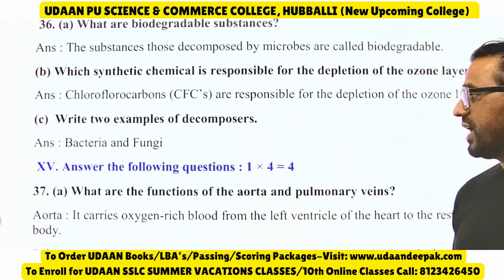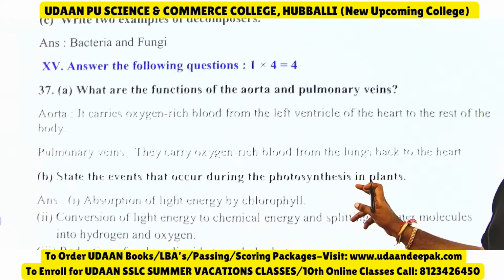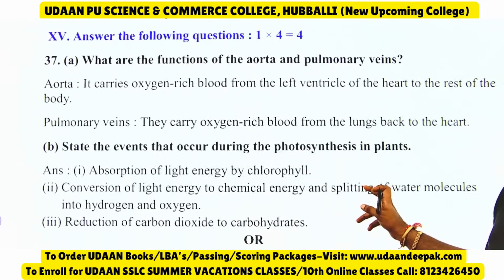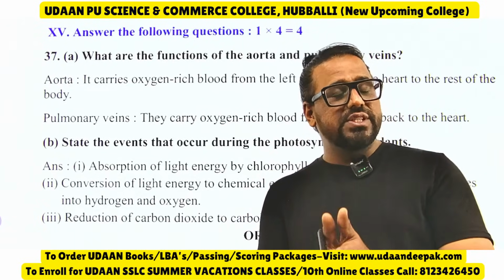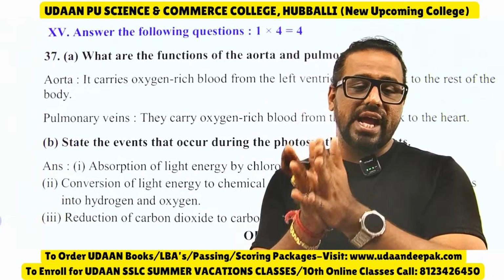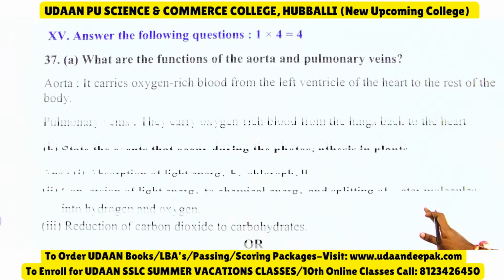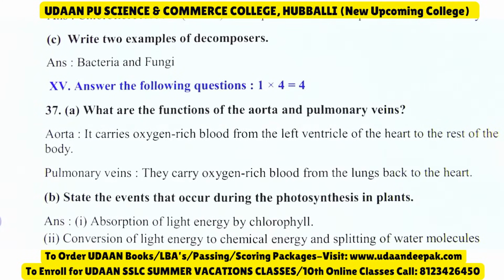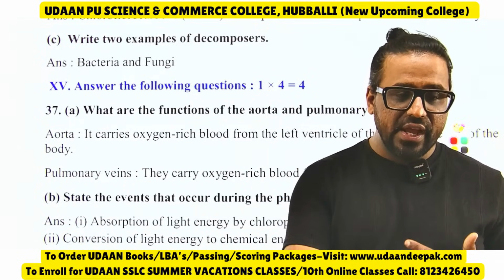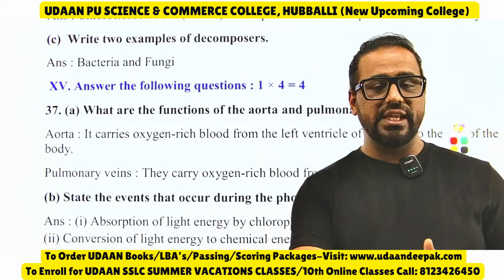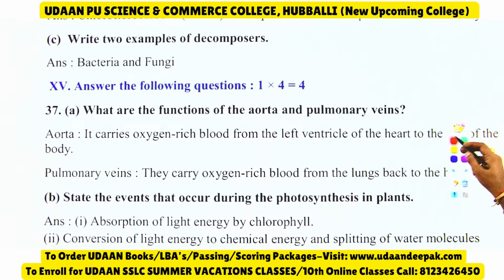So next one, you can see a 4 mark question. What are the functions of aorta and pulmonary veins? You know that aorta is the largest artery. So tell me, which is the largest artery? It is the aorta. And you know, what are arteries and veins? Can somebody tell me in the comment section the difference between arteries and veins? See here, I'll just let you know how it works.